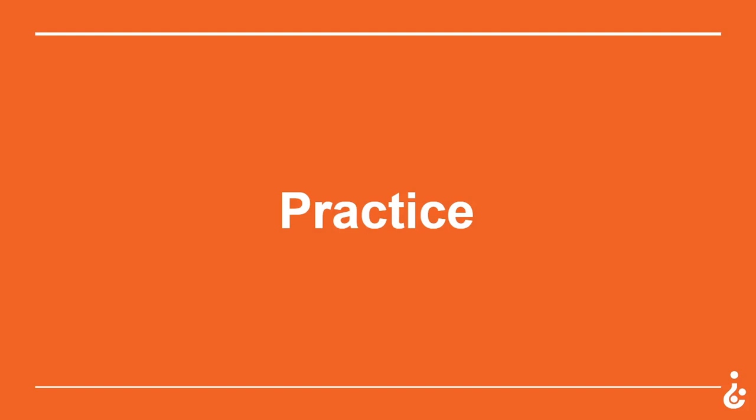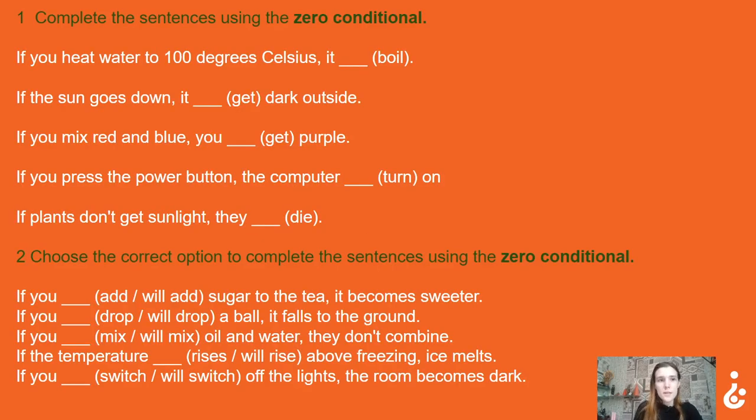And now it's time for practice. First task, complete the sentences using zero conditional. If you heat water to 100 degrees Celsius, it boils. If the sun goes down, it gets dark outside. If you mix red and blue, you get purple. If you press the power button, the computer turns on. If plants don't get sunlight, they die.